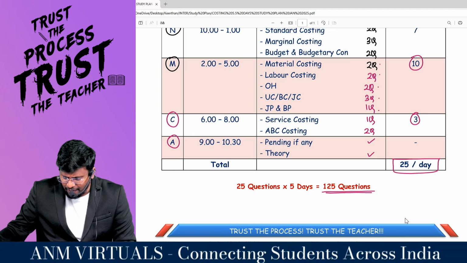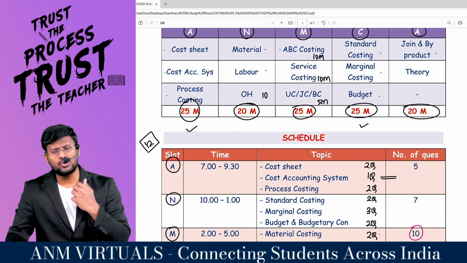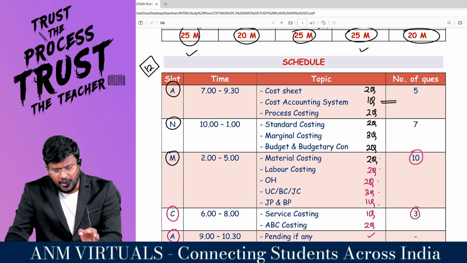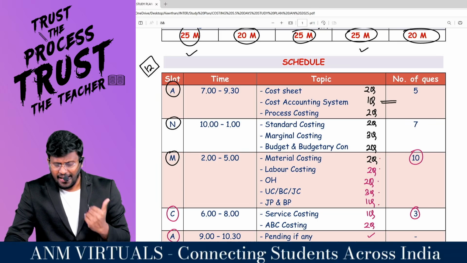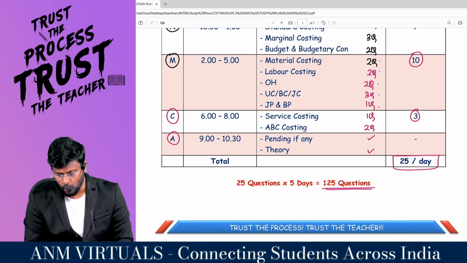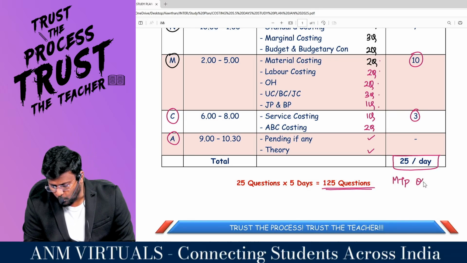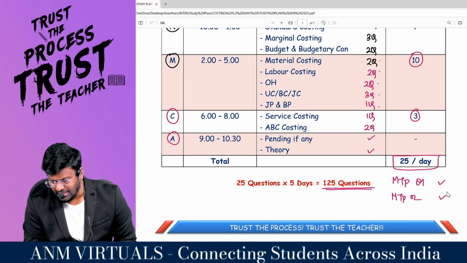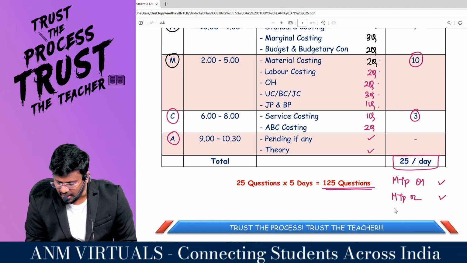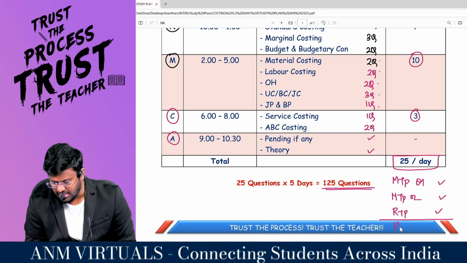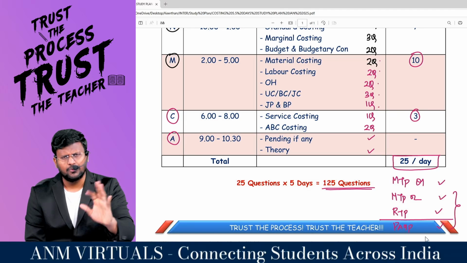Sir, from where do I have to solve the questions? From any source you can solve, my dear lovable students. Cost sheet, you can try from the ICAI illustration and ICAI book back. But after doing all these things, ensure that you have completed the current MTP1, current MTP2, and the current RTP, and also, my dear lovable students, the previous attempt question papers. This you have to complete.